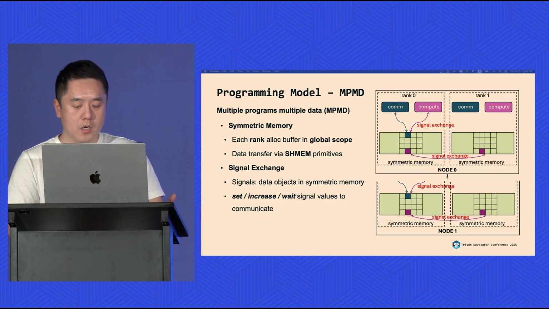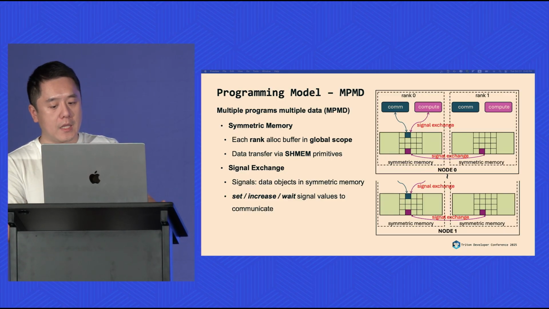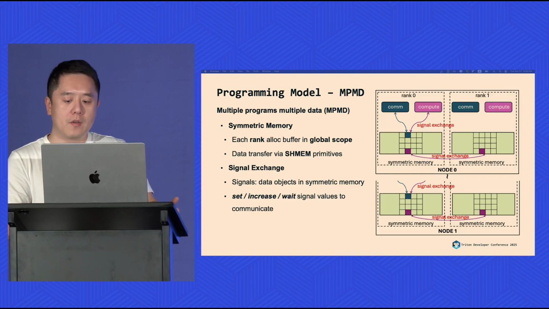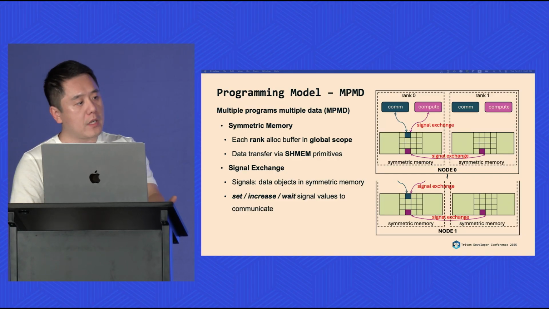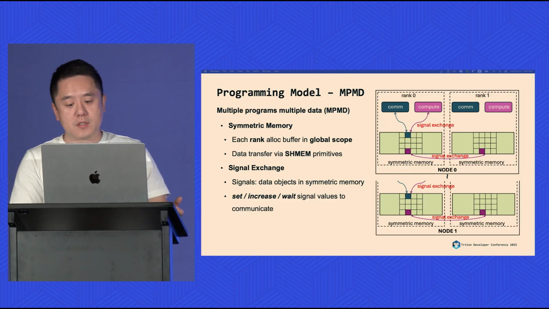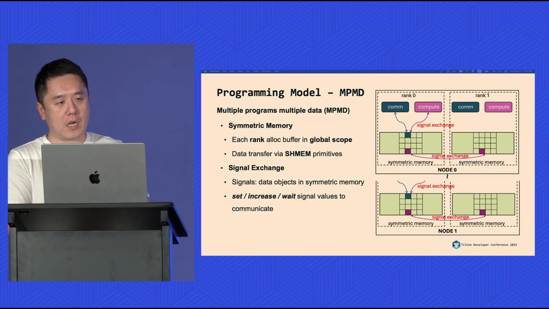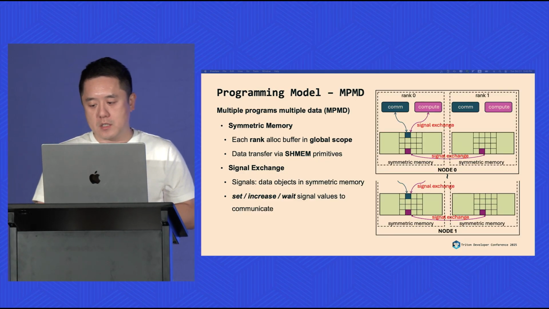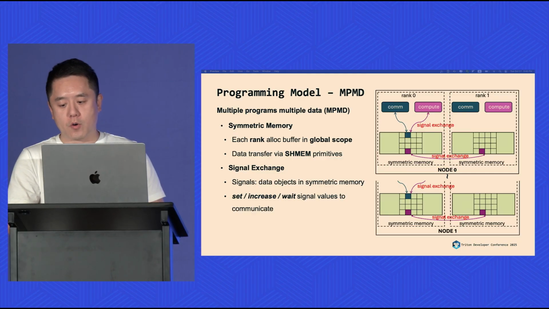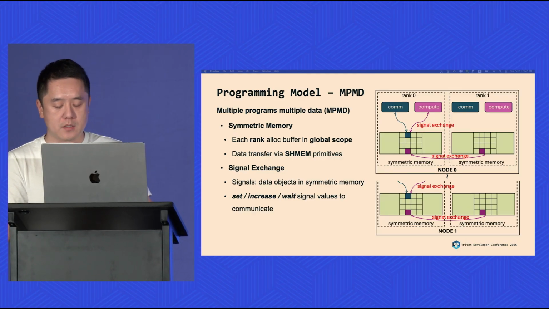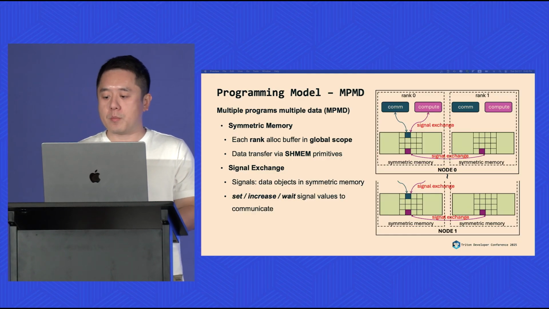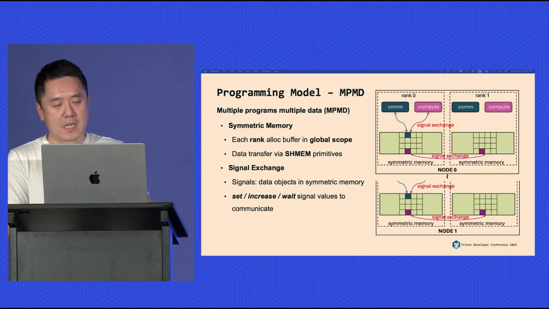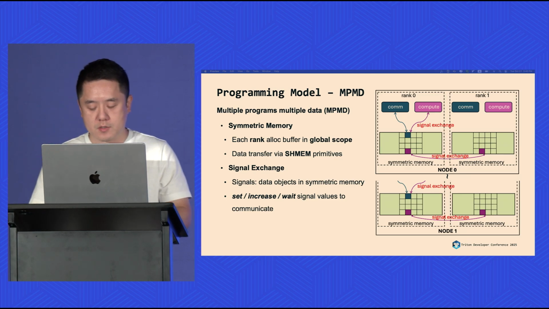The first one is called symmetric memory. Basically, each rank, each GPU for example, allocates a memory buffer in a global scope with the same size, and each memory buffer has a separate memory address space. So there's no uniform virtual address space from a global view, and the remote memory buffers cannot be accessed directly through pointers. It has to be achieved through specific primitives, as we will see later.